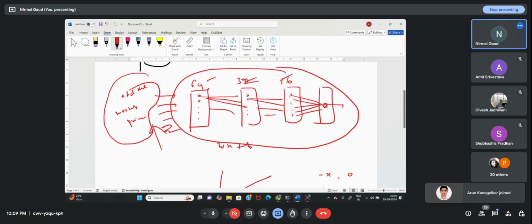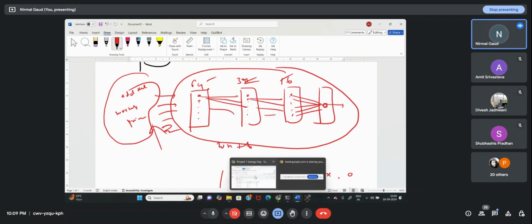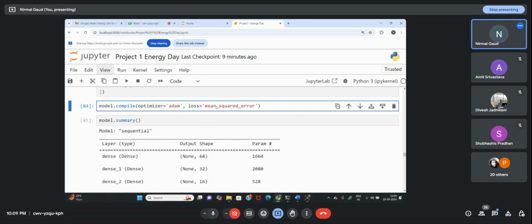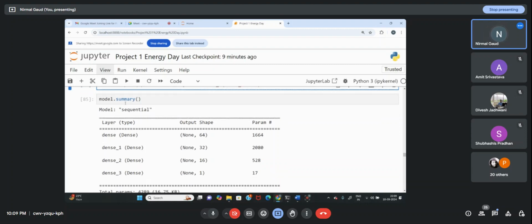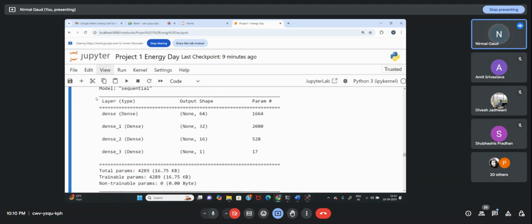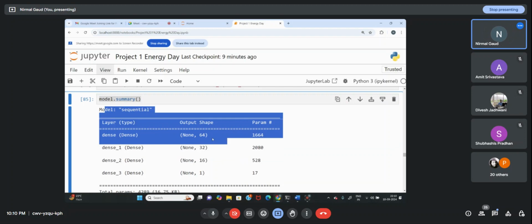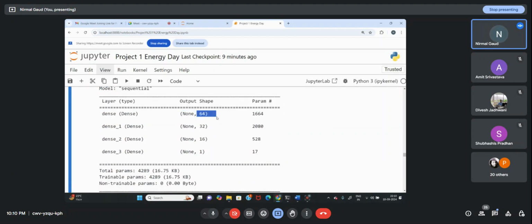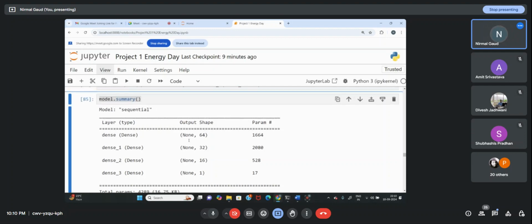To configure, you have to take an optimizer and the loss. Optimizer I took Adam, loss is MSE, because it's a regression problem, so error will come, accuracy doesn't come. This is my model summary. Model summary will print what you have done: one dense layer of 64 neurons, another dense layer of 32 neurons, another dense layer of 16 neurons, finally a dense layer of 1 neuron. That's what you did.